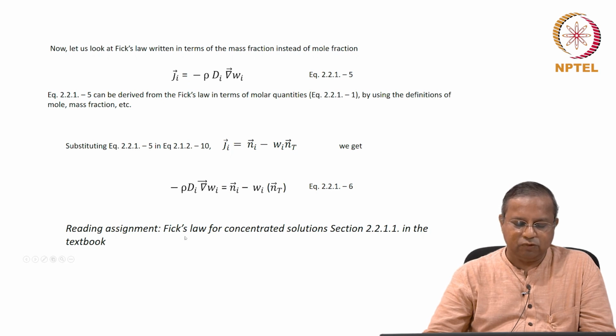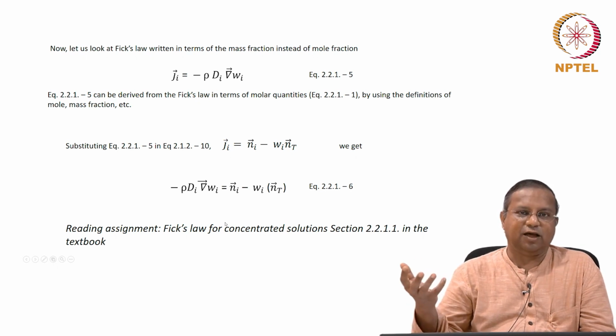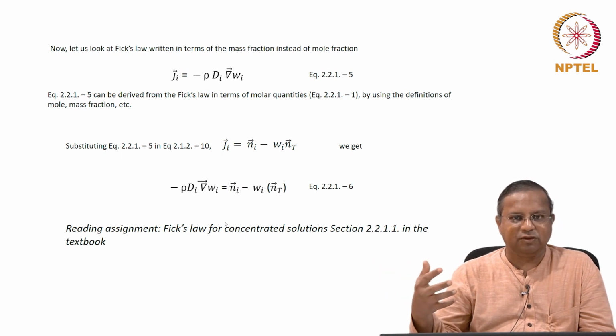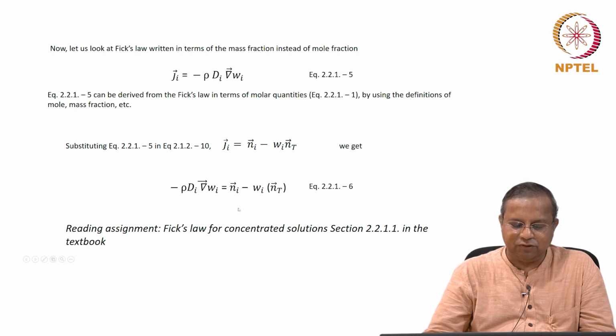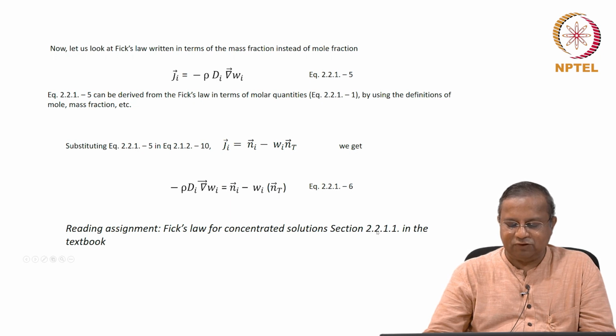What I would like you to read from the book is Fick's Law for Concentrated Solutions. Recall that the earlier formulation of Fick's law was for dilute solutions. That is what Fick did. And in our biological case, you would very rarely find dilute solutions. Most of them will be concentrated. You could come up with a slightly different formulation for concentrated solutions in terms of chemical potential. That is given in section 2.2.1.1 in the textbook. Go and read that, please.